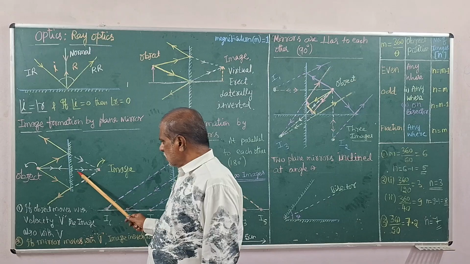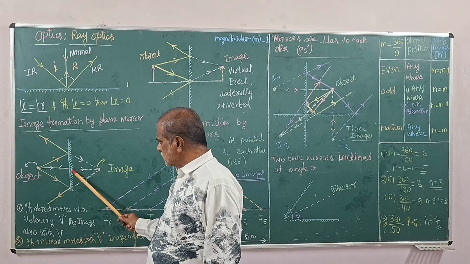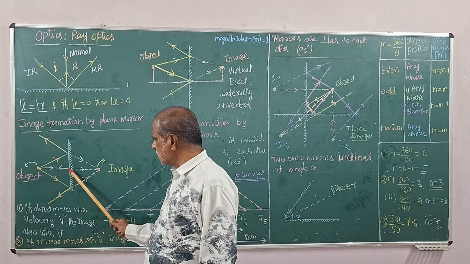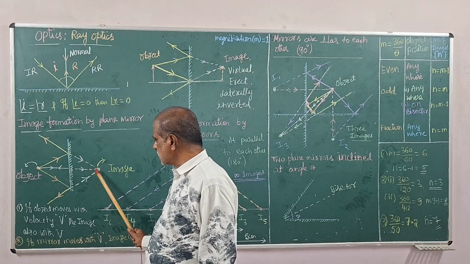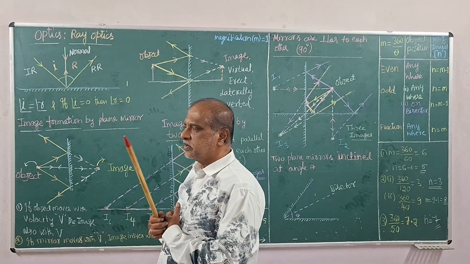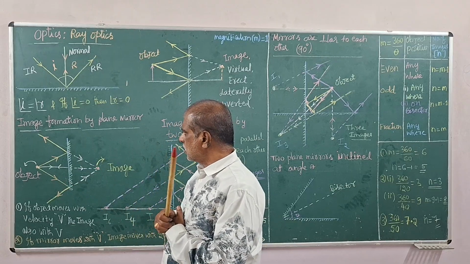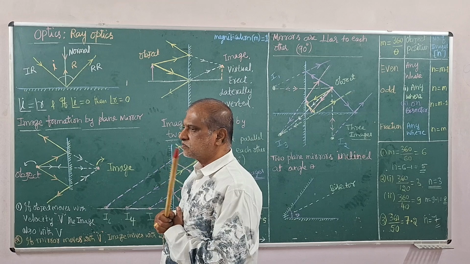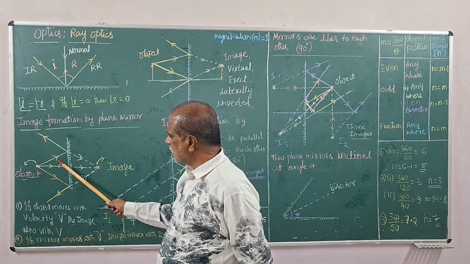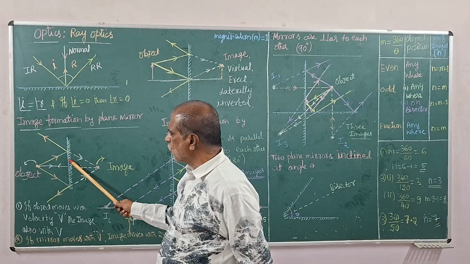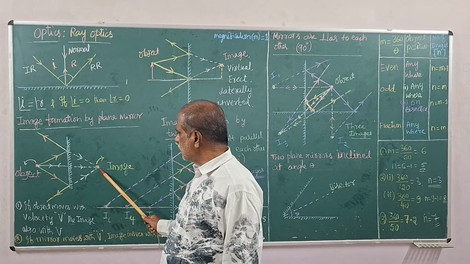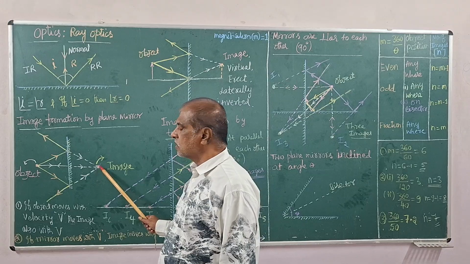And interestingly, it is at the same distance. The distance between the object and mirror and the distance between the image and mirror are the same. At the same distance, the image appears behind the mirror. And one more point: if any object or mirror is making a movement with certain velocity, then the velocity of the image also changes accordingly.